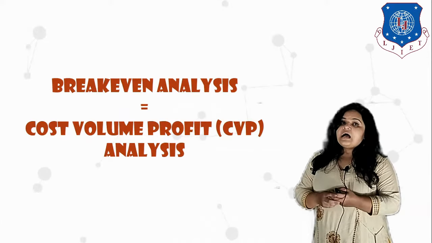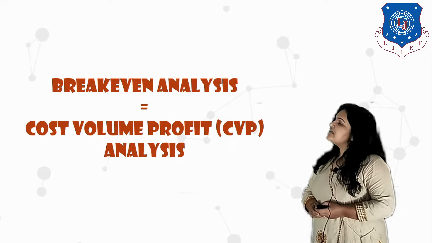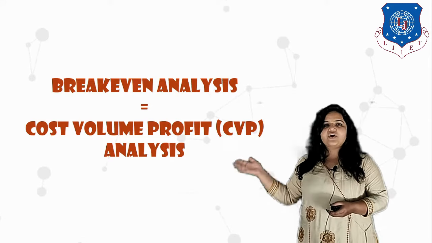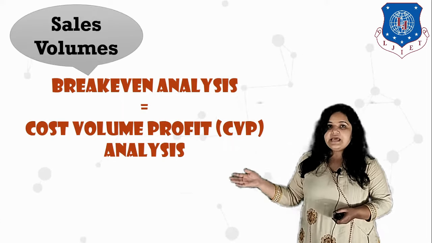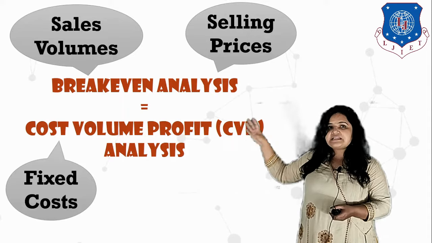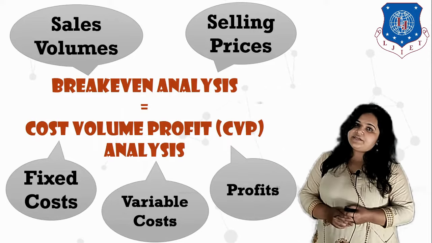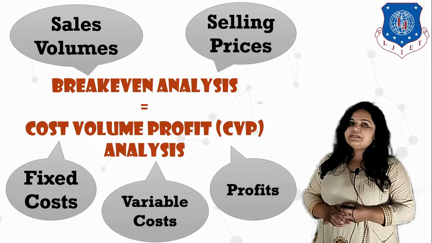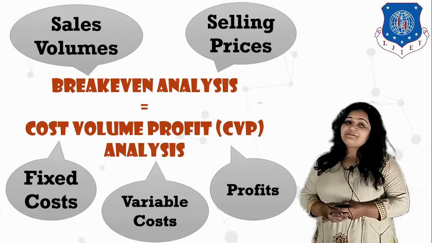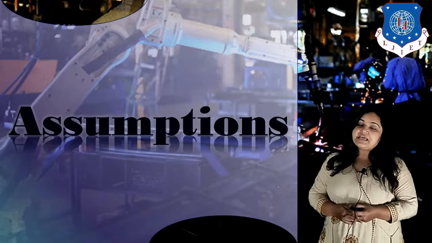Students, break-even analysis is also known as cost volume profit analysis or CVP analysis. This is another term for break-even analysis, cost volume profit or CVP analysis. It is dependent on the sales volume, the selling prices, the fixed cost and the variable cost, and of course the profit. So break-even analysis would be dealing with all these different things. Before understanding the role of each of these in break-even analysis, let us first understand some of the assumptions of break-even analysis. Which are those?